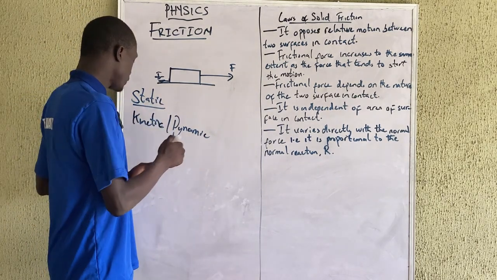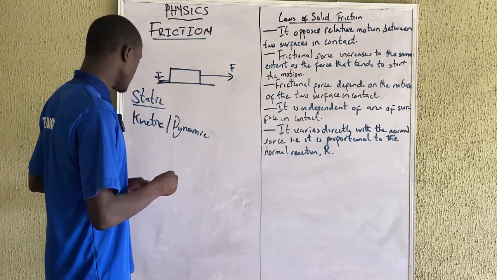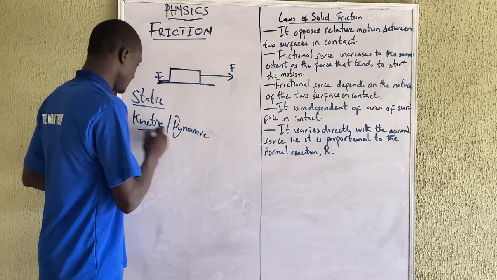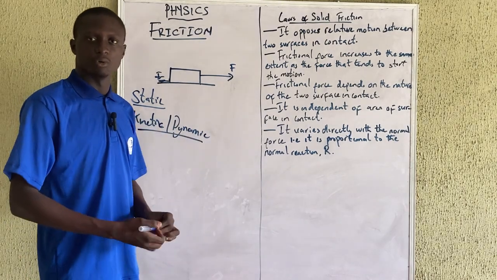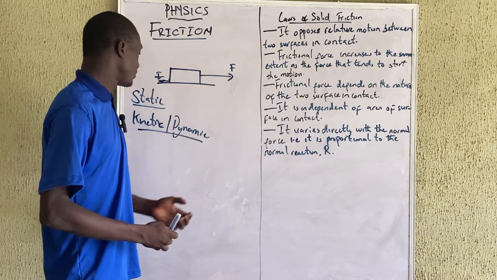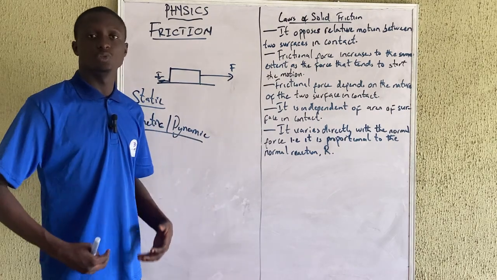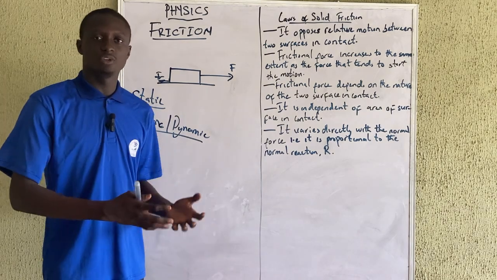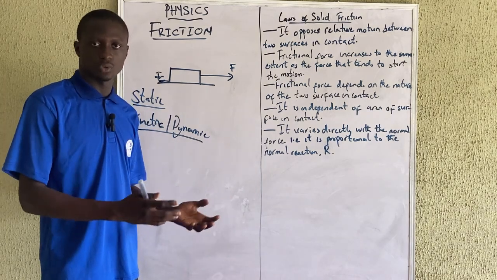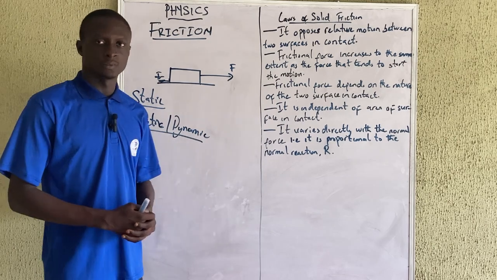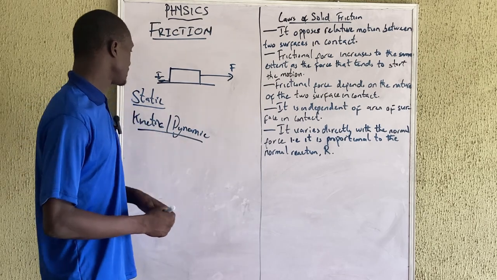Now, the second one, we have dynamic friction. What's the meaning of dynamic? From the word kinetic or dynamic, it means in motion. This is the type of frictional force that is possessed by a body that is moving. It's the amount of force that must be overcome so that a body can move with a uniform or constant velocity. So that's kinetic or dynamic friction. Do you understand what I'm saying?